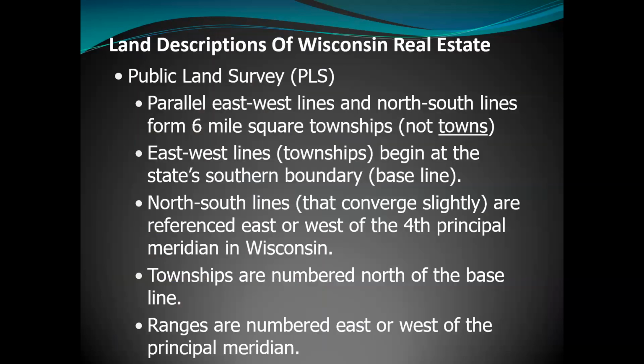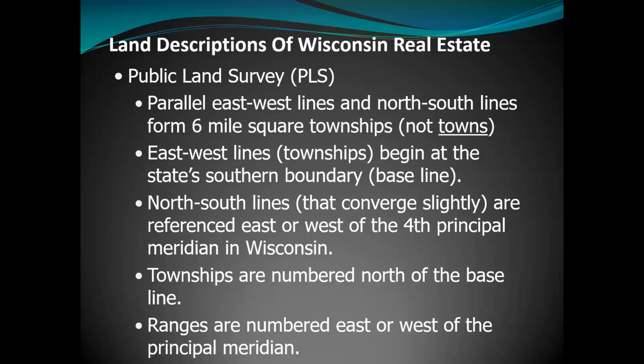the state. But anyway, the way it works for Wisconsin is that imaginary parallel east-west lines and imaginary parallel north-south lines form 6 mile square townships. So not the town that you think of, like here outside of Wausau, we have the town of Weston, town of Stettin. Those are governmental towns, but for the land description, there are townships. East-west lines of townships begin at the state's southern boundary, which is the baseline. Wisconsin only has one baseline and one principal meridian. It's called the fourth principal meridian.